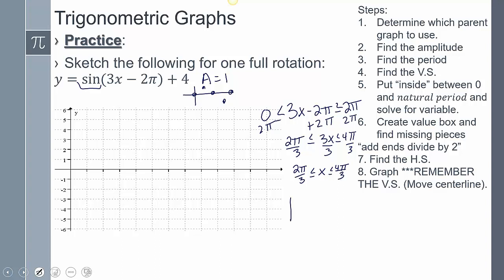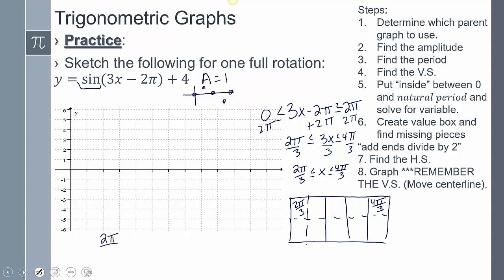So now I can do the box. Now I may have to do some scaling, and I talked to you guys about the scaling part. So here's 2 pi thirds, here's 4 pi thirds, and to find the middle value, add the ends and divide by 2. Because of limited room, I'm going to write it here. So that's going to be 6 pi thirds over 2. That turns into 3. The 3's cancel out, so you get pi.